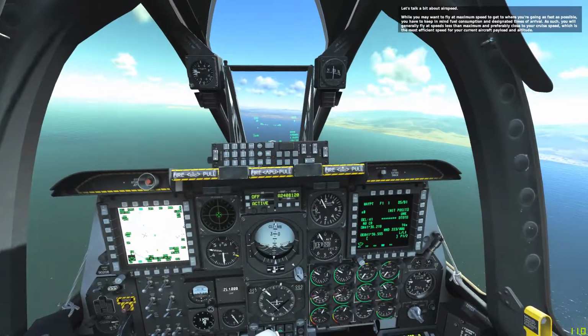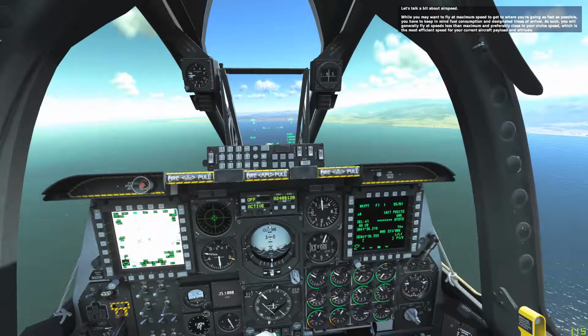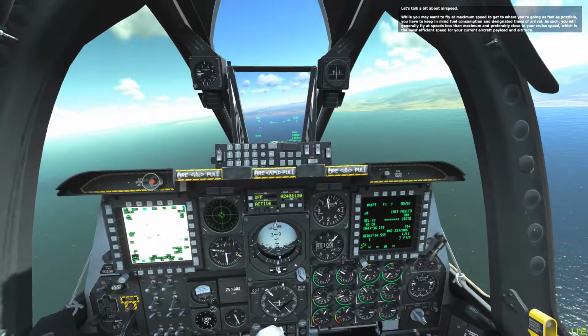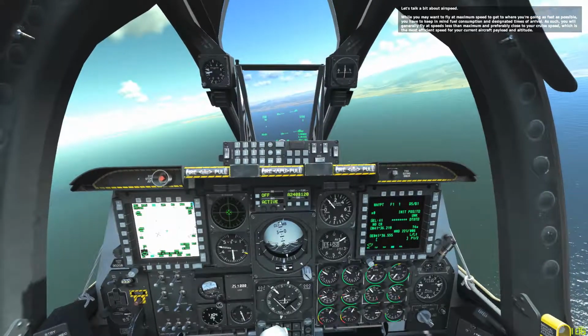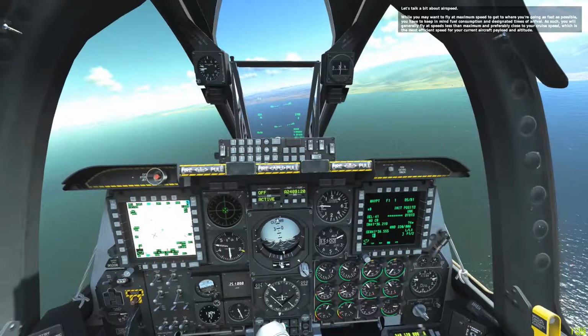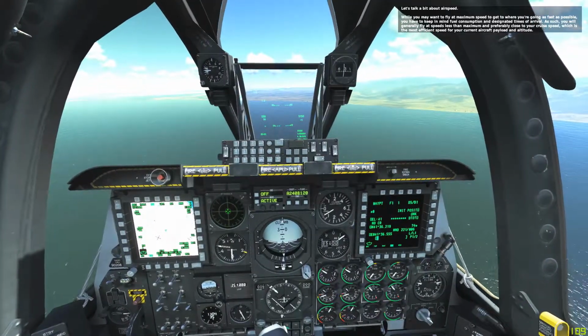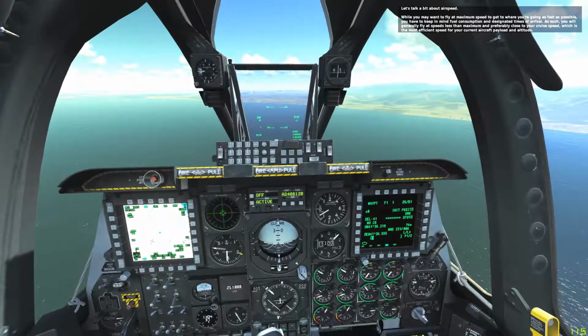Let's talk a bit about airspeed. While you may want to fly at maximum speed to get where you're going as fast as possible, you have to keep in mind fuel consumption and designated times of arrival. As such, you will generally fly at speeds less than maximum and preferably close to your cruise speed, which is the most efficient speed for your current aircraft payload and altitude.